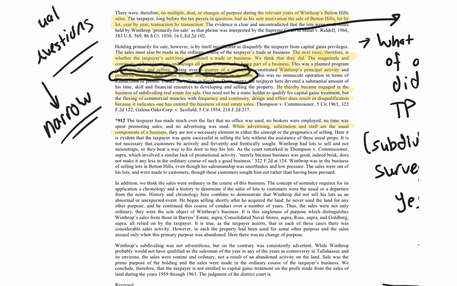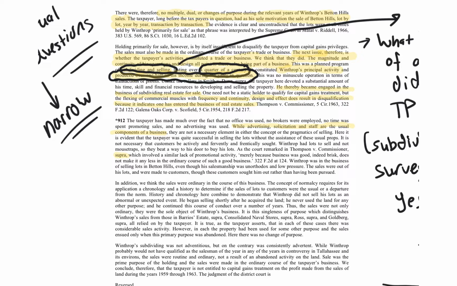As the court remarked in Thompson v. Commissioner, which involved a similar lack of promotional activity. And by the way, if you ever see supra or infra, that just means that for the citation, you can see previously in the opinion, or later. Supra and infra refer to a citation that's already been used, so you can see the citation previously or later. Merely because business was good, indeed brisk, does not make it any less in the ordinary course of such good business. Winthrop was in the business of selling lots in Benton Hills, even though his salesmanship was unorthodox and low pressure.